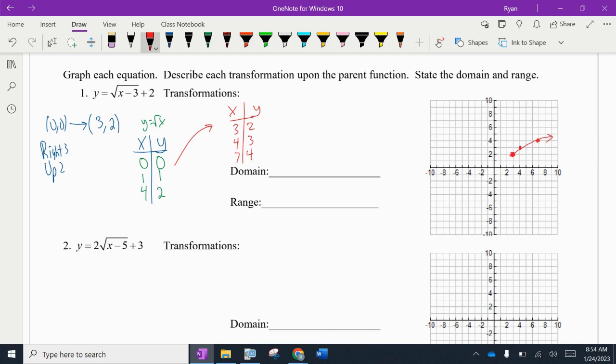And that's a good enough graph. It gets us the starting point and gets us the curve of what's happening. As I look at this graph, I should be able to answer the next 2 questions on the domain and range. So the domain is the x values. The smallest x value we have is 3, and it goes to infinity. For the range, the smallest y value we have is 2, and that goes up towards infinity also.